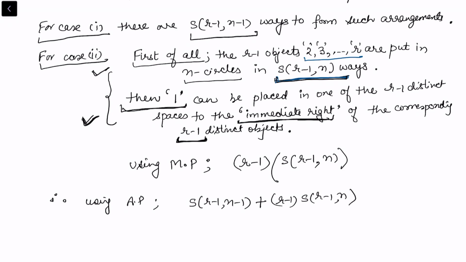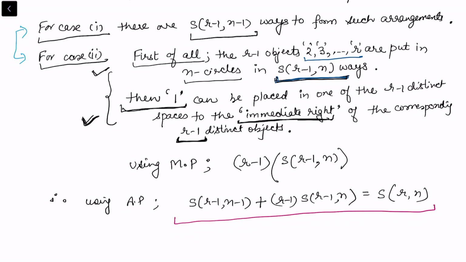This is due to the second class. And here these are the two distinct classes in which we divided all of the objects. So obviously this is equal to S(R, N), and this gives rise to the recurrence relation. And once we know the recurrence relation, we can find the Stirling numbers for the larger values.